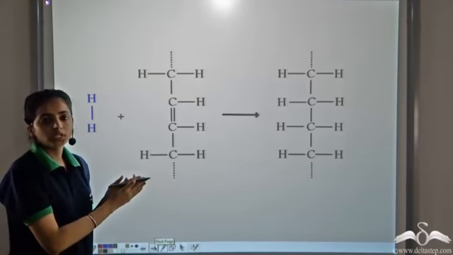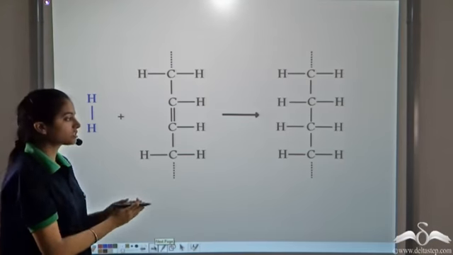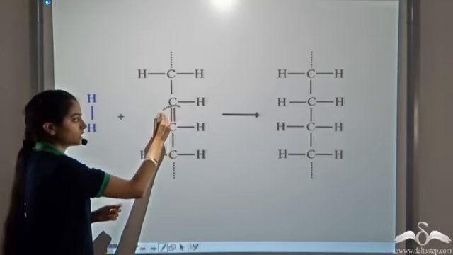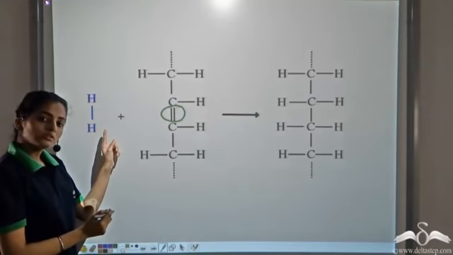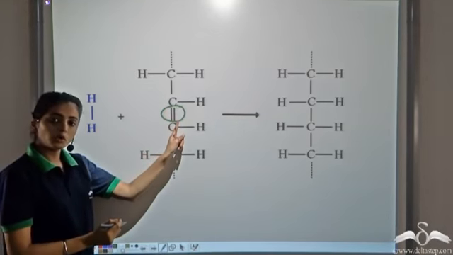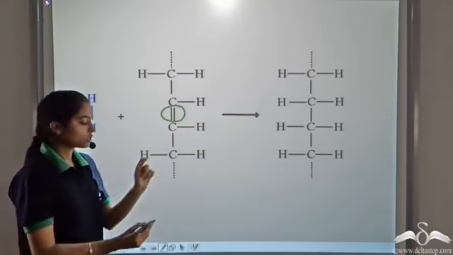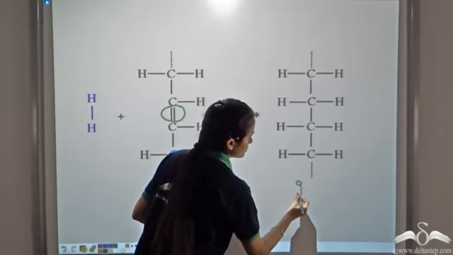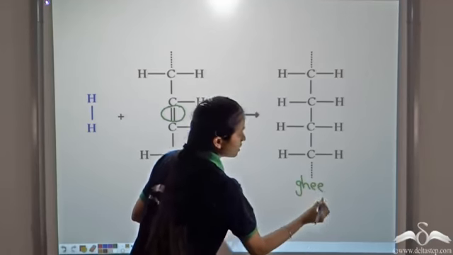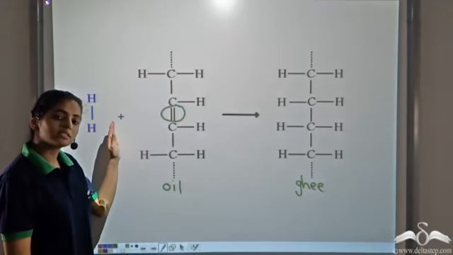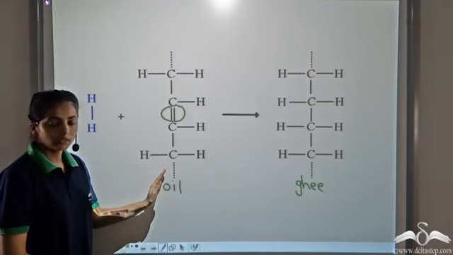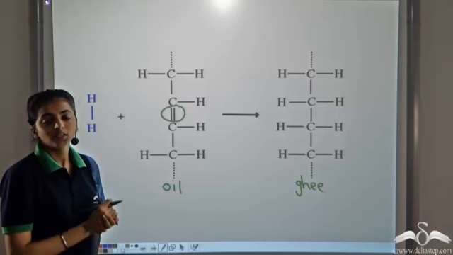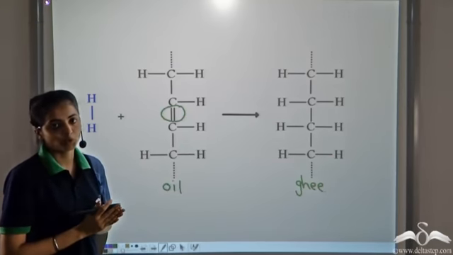Now in this, we do not have to remember the reaction. Just remember that in oils, there is a double bond. This hydrogen helps to convert the double bond into a single bond. So from a vegetable oil, we get vanaspati ghee. So the hydrogenation, that is addition of hydrogen to oil, gives us vanaspati ghee. This is how vanaspati ghee is formed.